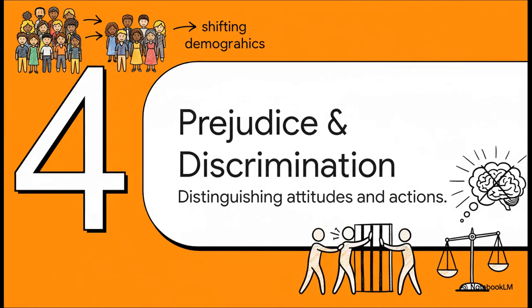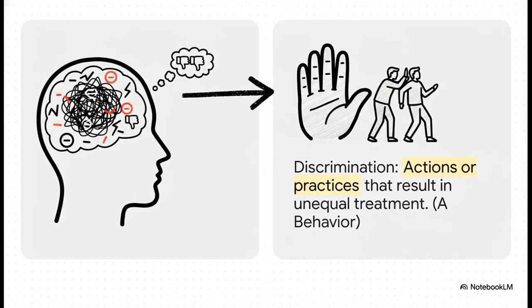Okay, so we've got the context of these shifting categories and changing demographics. Now we need to get into the nitty-gritty, the mechanics of inequality. And that means we have to be super clear on two crucial but often confused terms: prejudice and discrimination. So here's the key difference, and it's a big one. Prejudice is an attitude. It's a thought, a feeling, a bias. Discrimination, on the other hand, is a behavior. It's an action that actually results in someone being treated unfairly. Now, you can have one without the other, but man, are they often deeply connected.